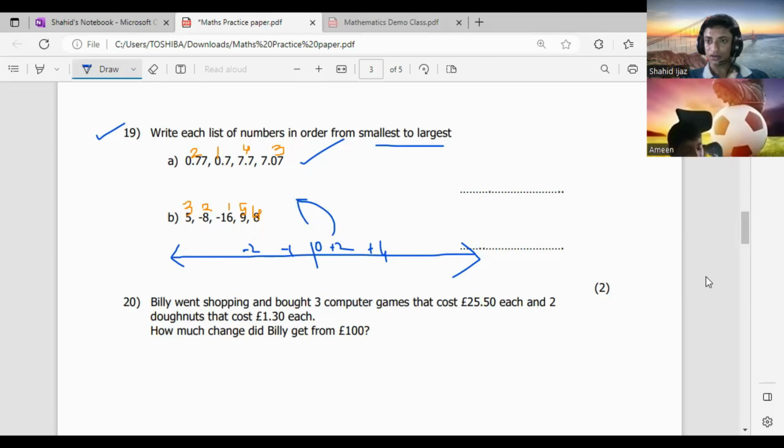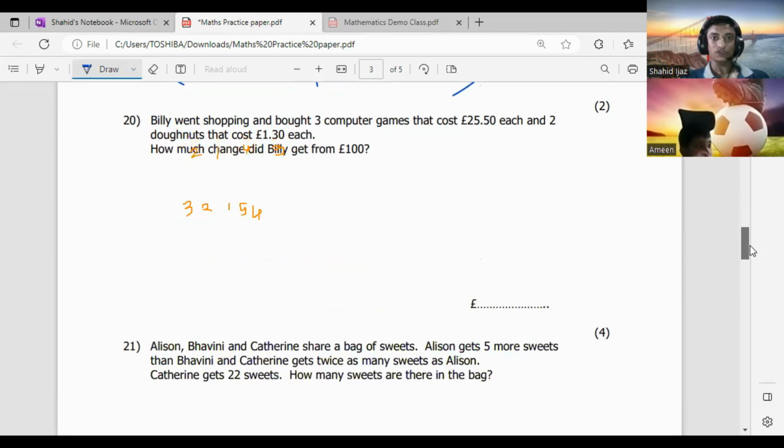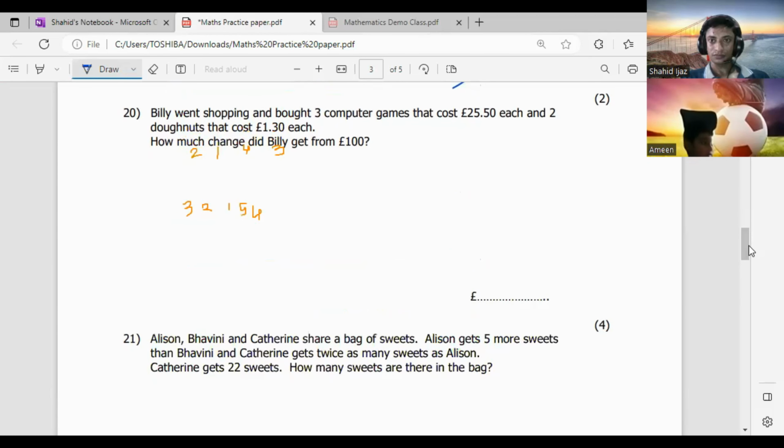Okay, let's move to the next question. Question number 20. Billy went shopping. He bought three computer games that cost £25.50 each and two donuts that cost £1.30 each. How much change did Billy get from £100?